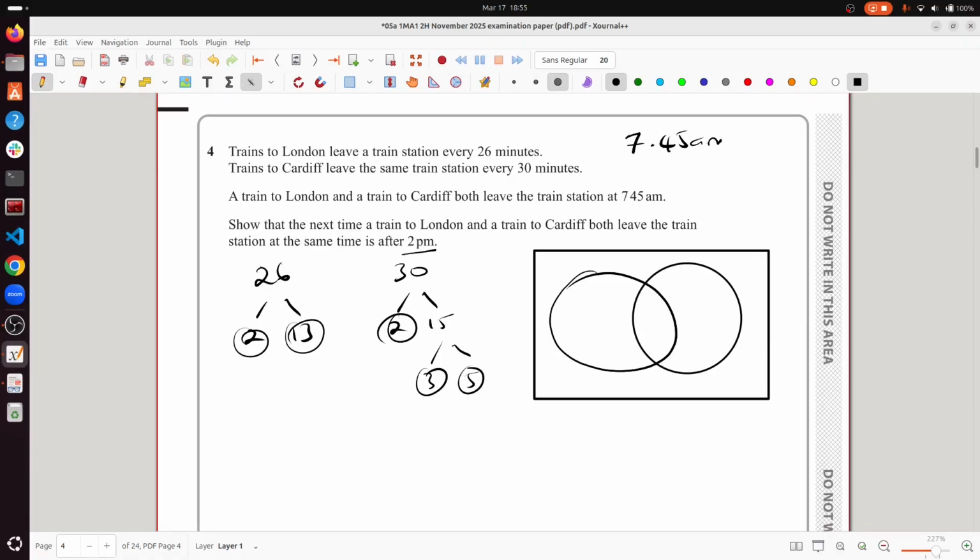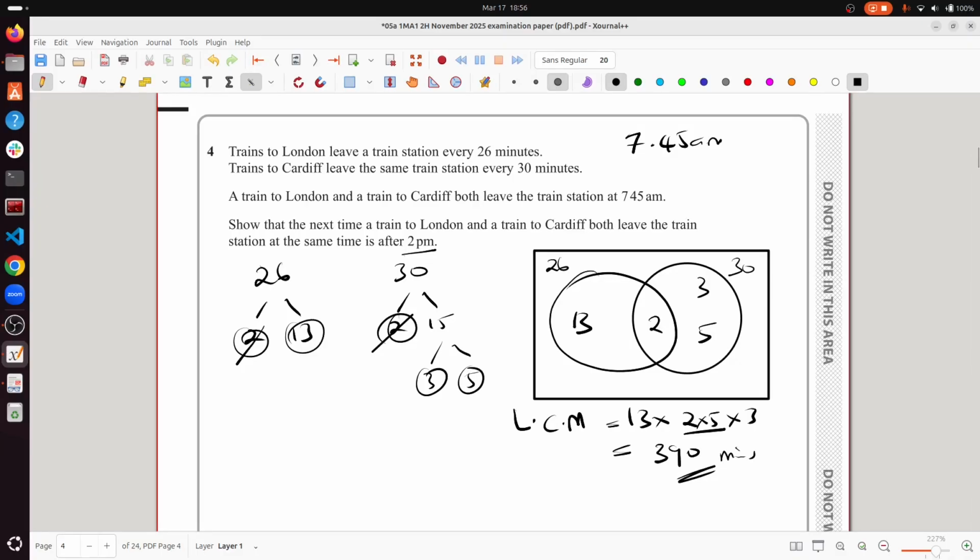And then this is for 26 and this is for 30. They both have 2 in them, so 2 goes in the middle. And for 26, 13 is left there. For 30, I have 3 and 5. Now the lowest common multiple is 13 times 2 times 5 times 3. This gives me 10, that gives me 39, so that gives me 390. So 390 minutes later, they are going to leave the train station together.